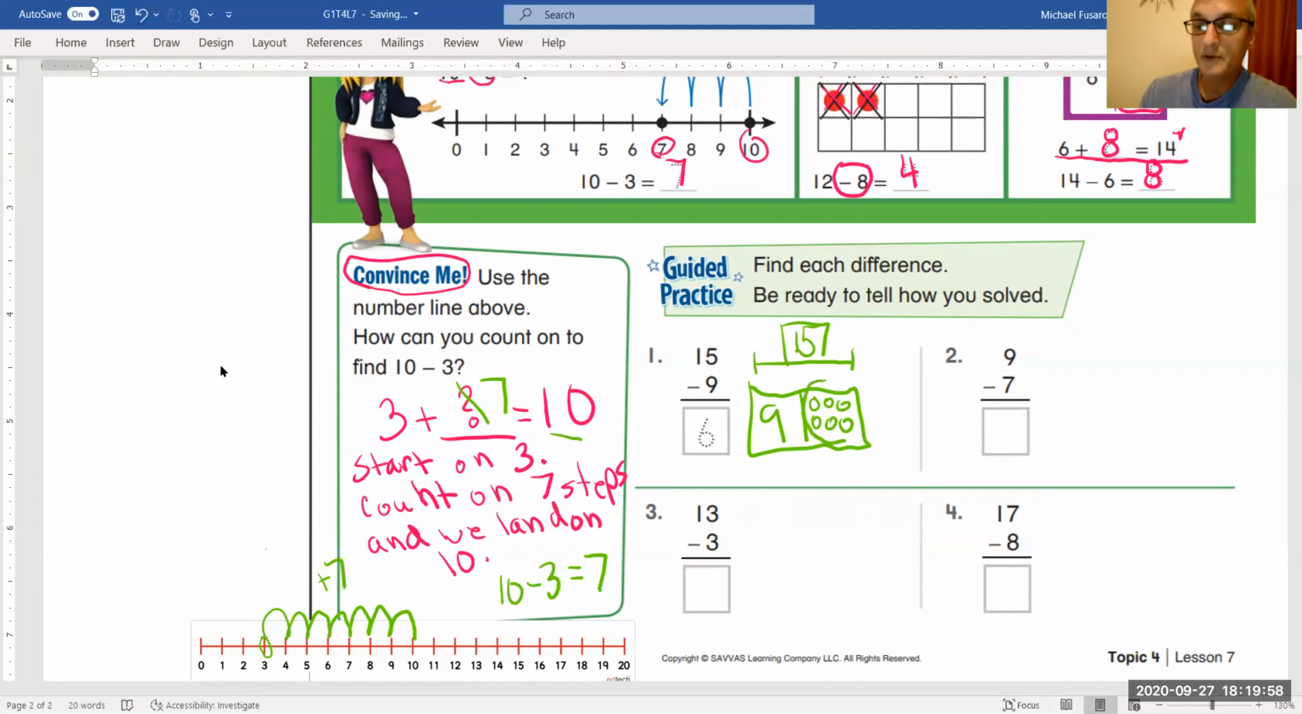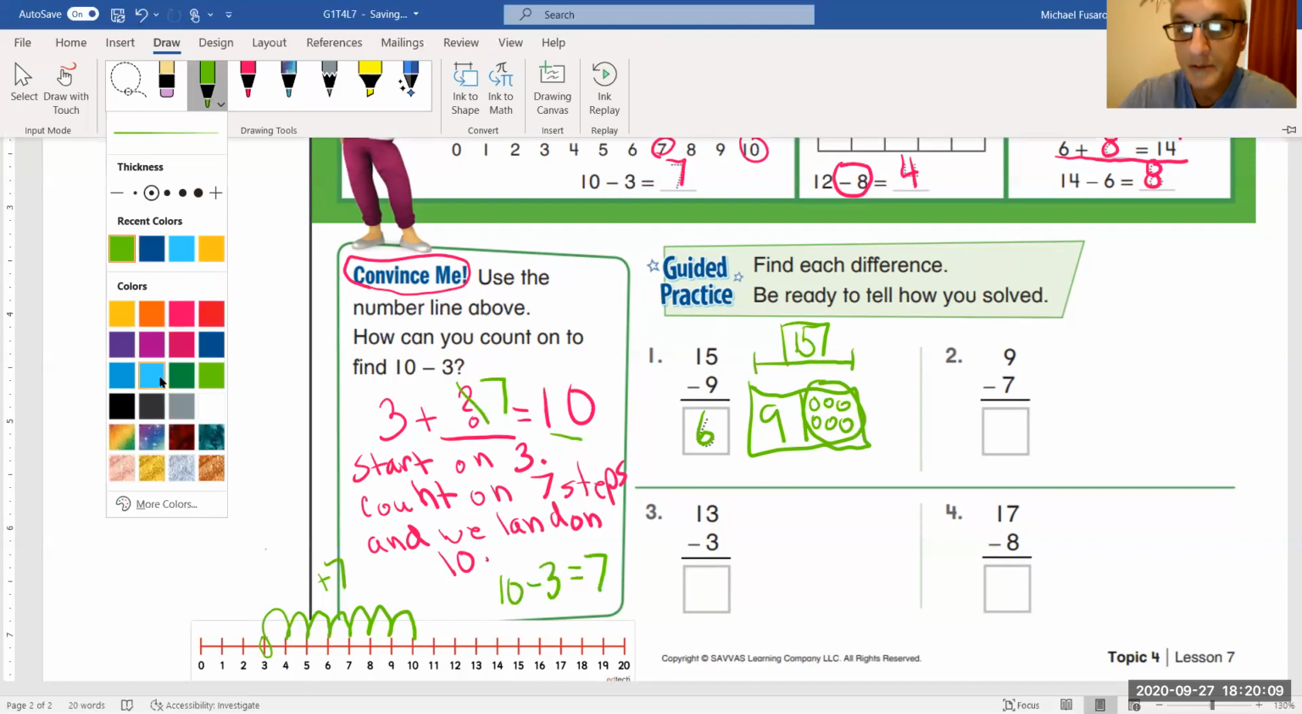How many circles did we draw? That's right, 6. Nice job, 6. Let's change some color. Mr. Fuzz gets way too involved with his color choices. Probably should just be done with this, but all right, let's look at 9 minus 7.